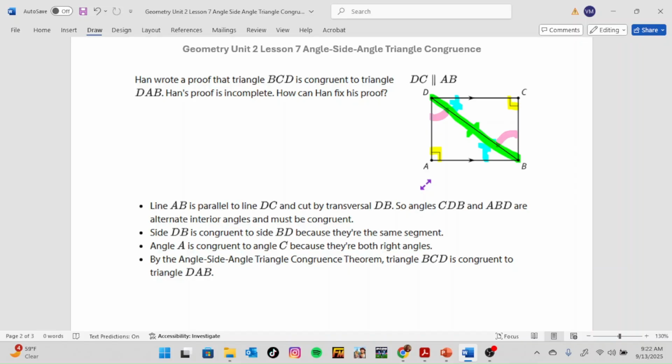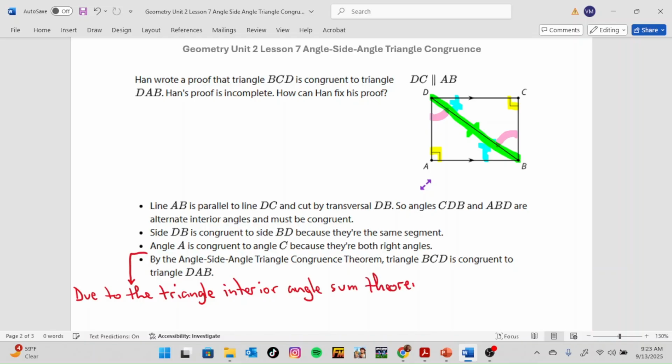So the statement that needs to be made, we would put right in here: due to the triangle interior angle sum theorem, angle ADB is congruent to angle CBD.